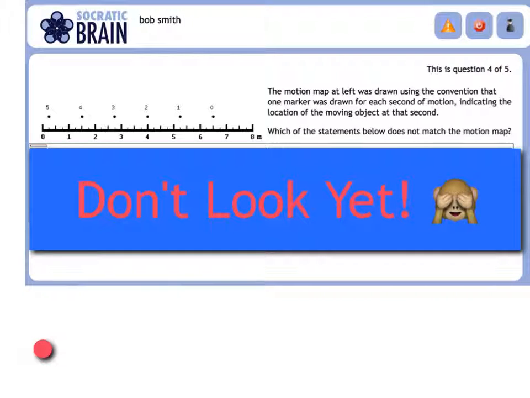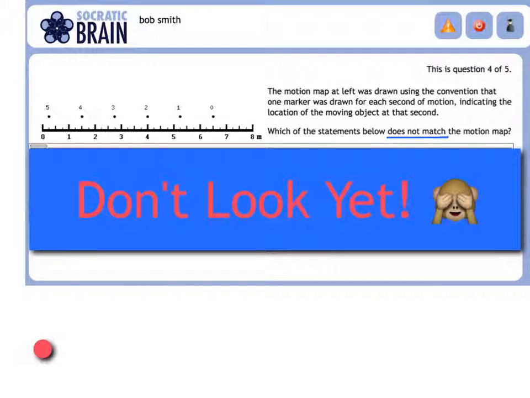Okay, did you notice anything interesting about the wording of the question? Which of the statements below does not match the motion map? I noticed that it says, which of the statements below does not match the motion map? Clear example of why you always need to read carefully.